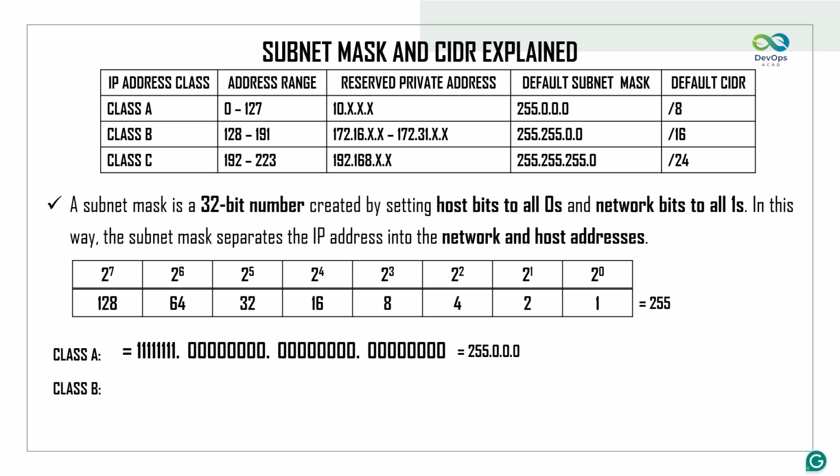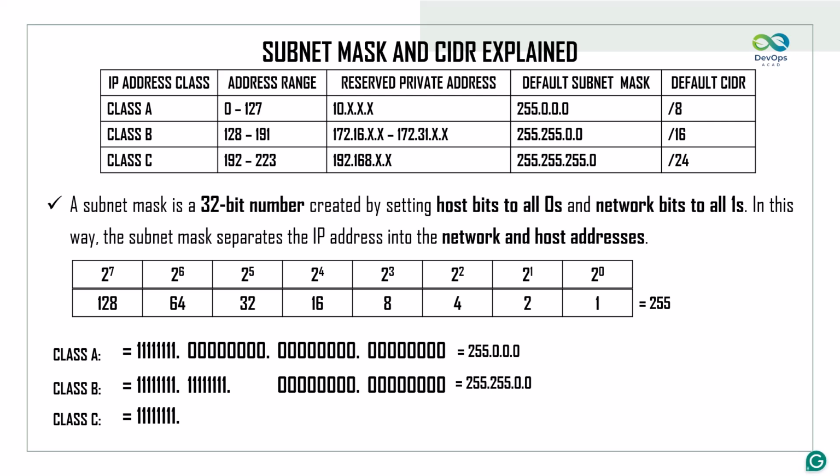The same thing happens to class B. You have the first two sets turned on, which are ones, and then you have the default subnet mask. And for class C, you have the same thing as well. All the first three sets are turned on, and the last one you have zeros, and that gives you the default.